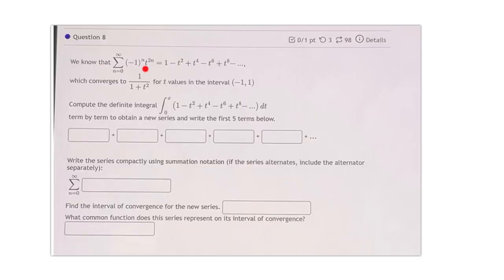Okay, we know that this is equal to that, which converges to that for t values in the interval from -1 to 1. Got it. Compute the definite integral from 0 to x of this. Okay, so for my student watching, when you perform the integral, at some point you're going to be substituting x in for t, right?